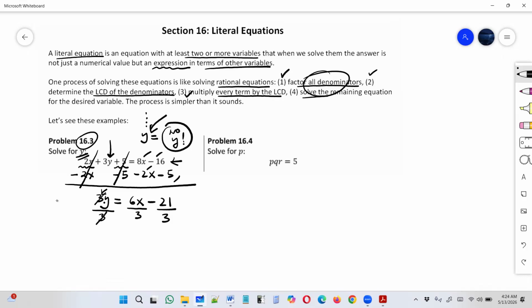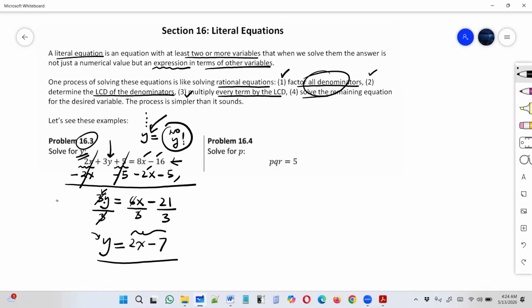These two will cancel as expected, and I have y equals. Then you simplify, or divide 6 by 3, to get 2x, and negative 21 over 3 is negative 7. Now, we check to see if this is our final answer. I am solving for y, so y is isolated on the left, and on the right, I do not have the y variable. So this is it. This is my final answer.